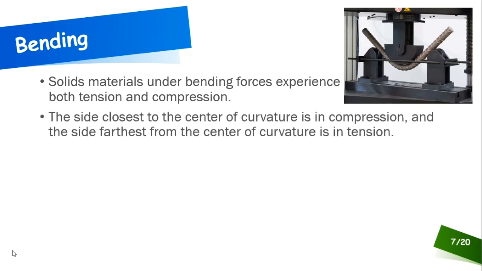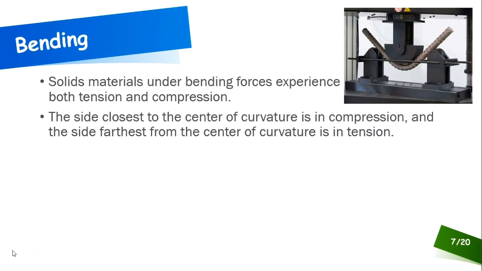Now the side that's closest to the center of curvature is in compression, and the side farthest from the center of curvature is in tension. If you imagine the curve in that bar being part of a circle, the center of that circle is the center of curvature. So the side of the bar that's closest to the center of curvature is the side in contact with that moving ram, the piston.